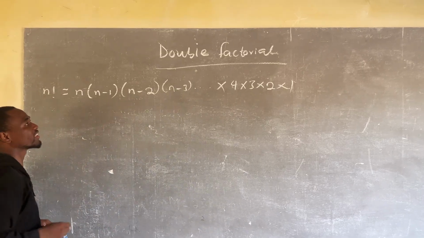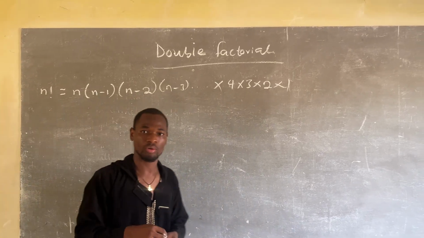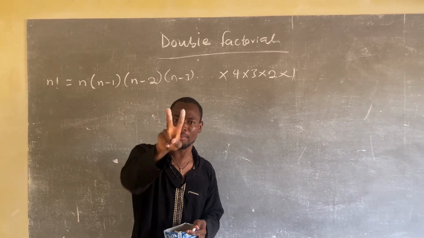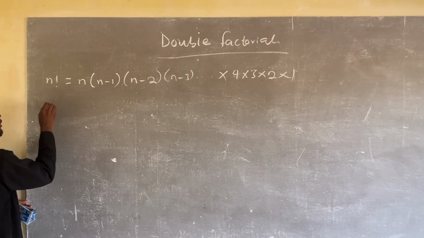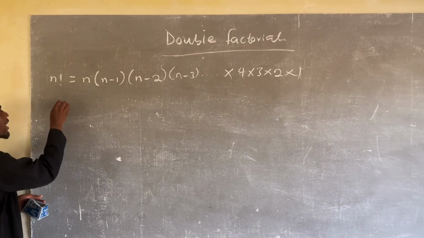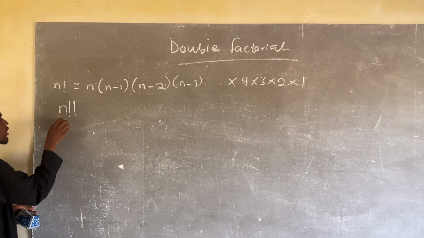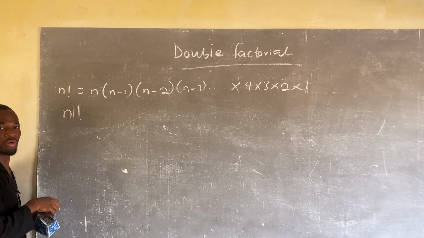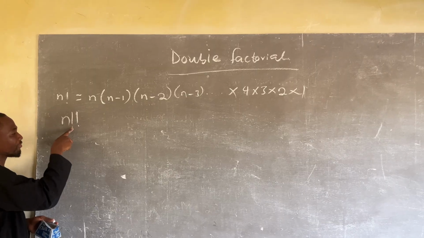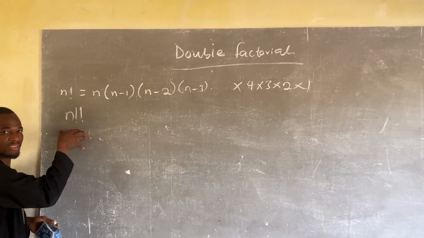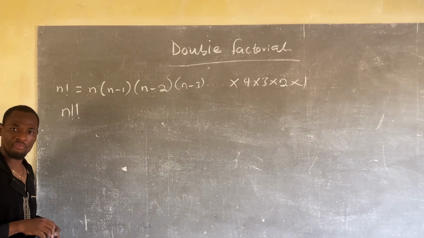Now, let's consider double factorial. For double factorial, we have 2 exclamation marks. So double factorial is denoted by these 2 exclamation marks. This is n double factorial, not n factorial and then factorial. It is pronounced as n double factorial.